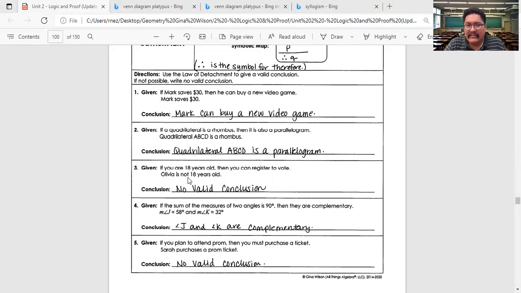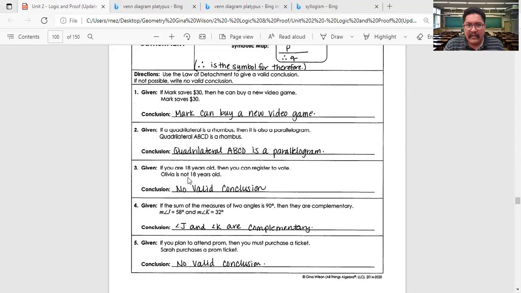So again, the logical next step would be negate the other side. That would be then you cannot register to vote. Then she cannot register to vote. But in this case, it's not a valid conclusion. So no valid conclusion because it does not follow the rules that we were just given, 10 minutes ago or whatever.